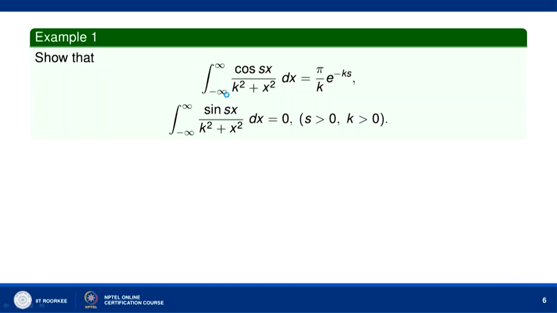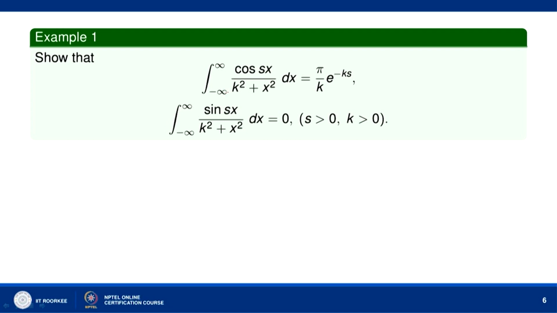Now let us evaluate the integral from minus infinity to infinity of cos sx over k square plus x square dx, and simultaneously we will also get the value of the integral from minus infinity to infinity of sin sx over k square plus x square dx. You can notice here that sin sx is an odd function and k square plus x square is an even function. So sin sx over k square plus x square is an odd function of x, and therefore its value over the interval minus infinity to infinity must be 0. We have to verify that by using residue calculus.